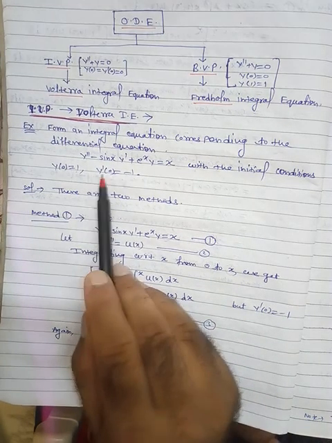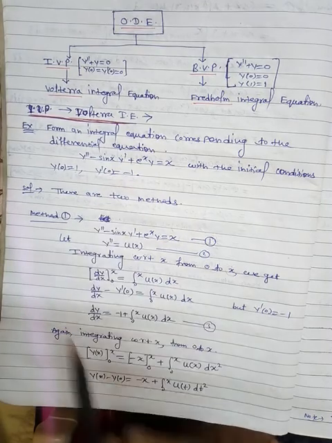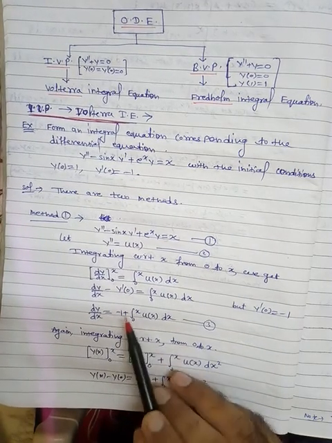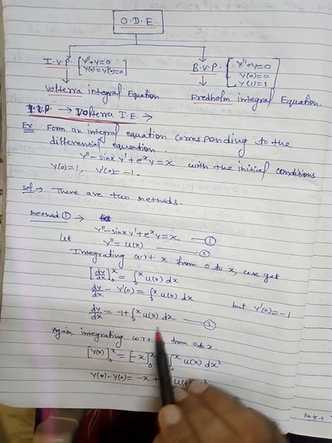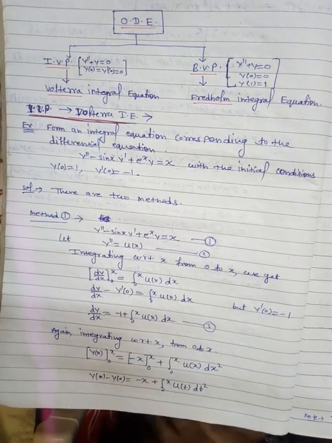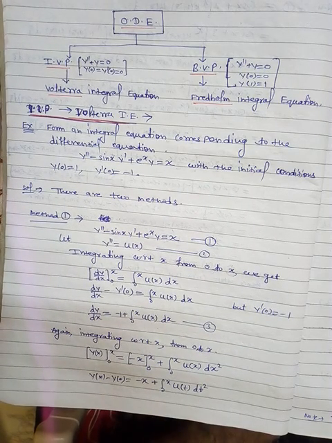But this is given to you, y dash 0 is minus 1. So replace this value minus 1 here and then take it to the right hand side. So we will have this equation. So this is equation number 3. Now again integrating.